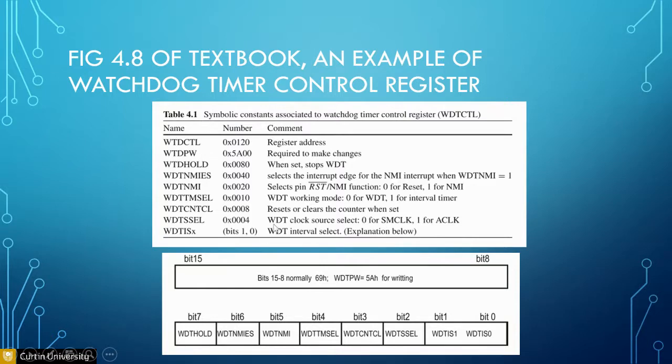Now this is the watchdog timer register. The top part is only important if you want to write: you have to put a 5A at the top. So this is 5A.